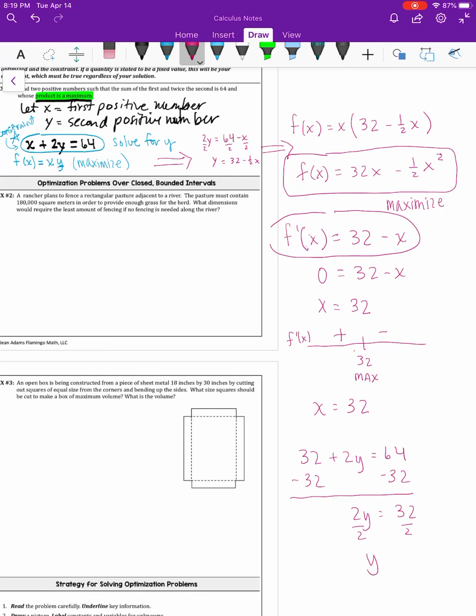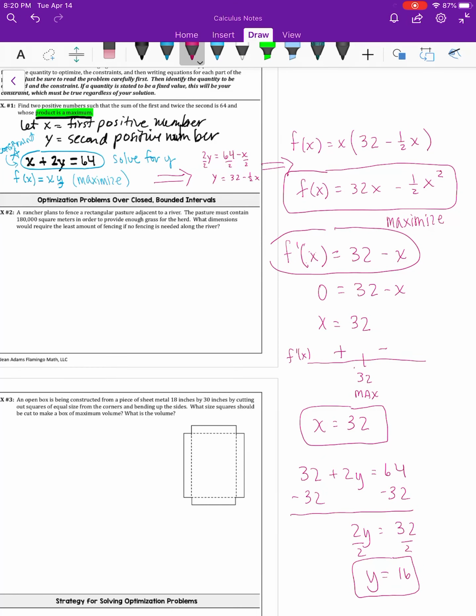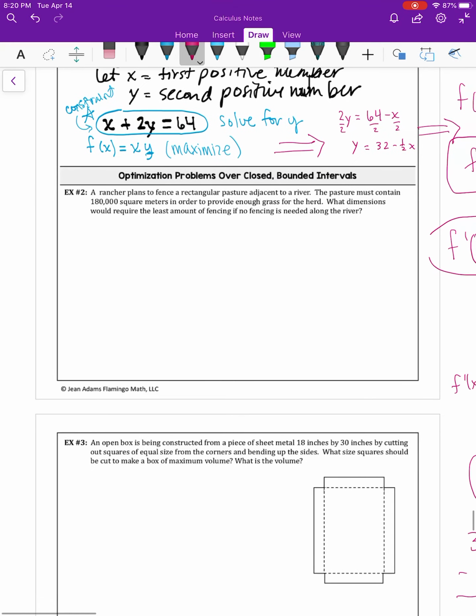So I put 32 plus 2y equals 64. I'm going to subtract 32. Divide by 2. And I see that my y is 16. So these are the numbers that under your constraint of the sum of the first and twice the second is 64, this is going to give you your maximum product.